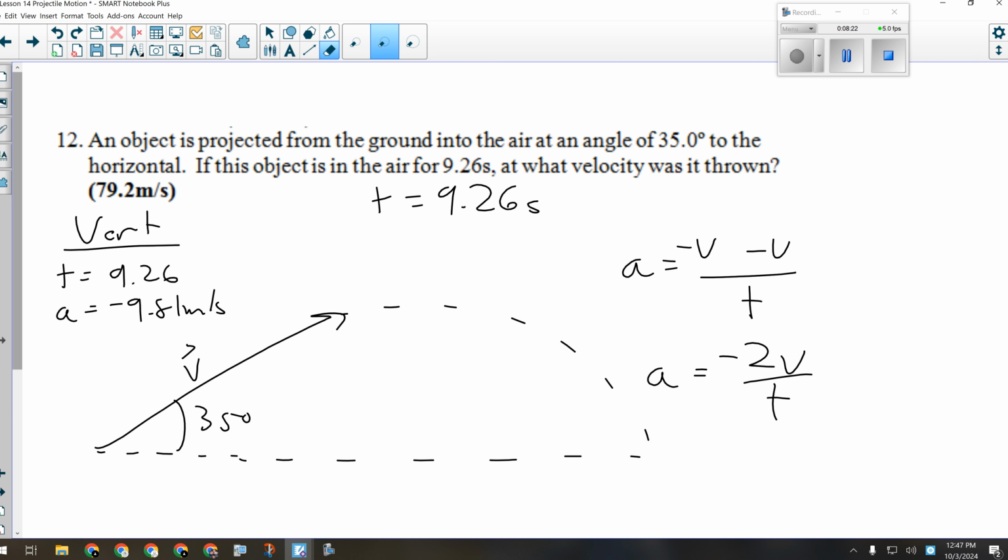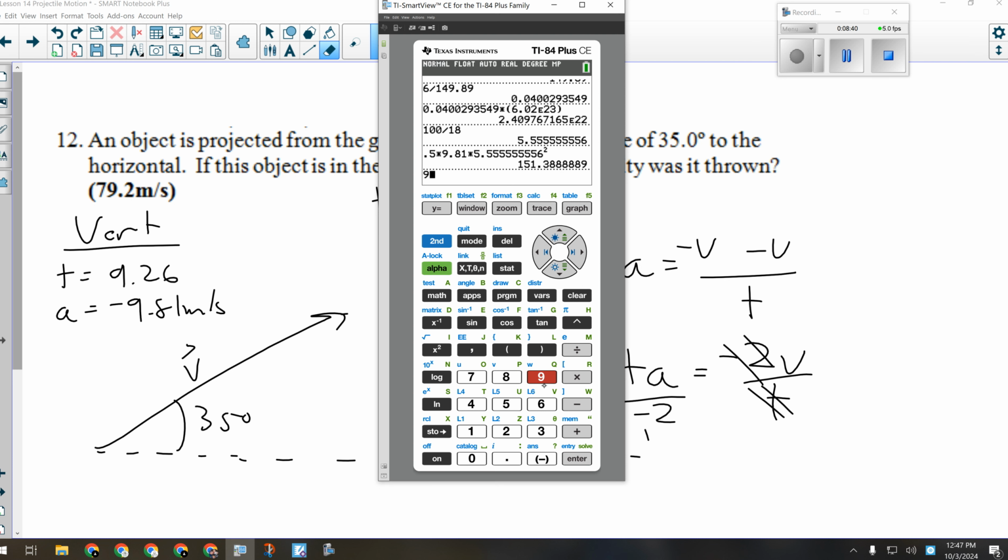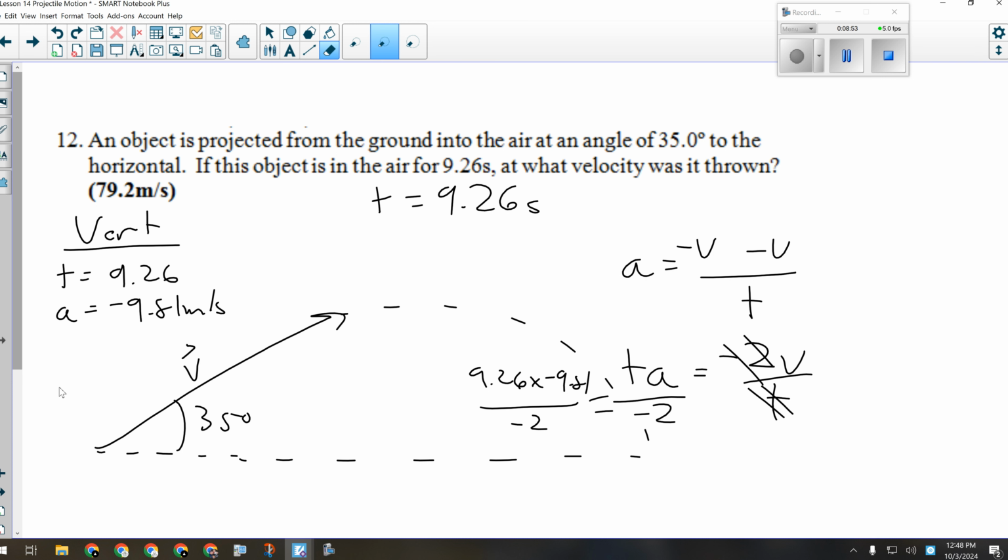All right, so I'm going to multiply both sides by T, and then divide both sides by negative 2, and that will give me V. So that'll be 9.26 seconds times negative 9.81 divided by negative 2. All right, so we are looking at an initial velocity here of 45.42.